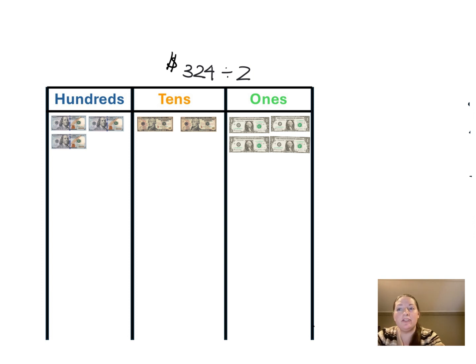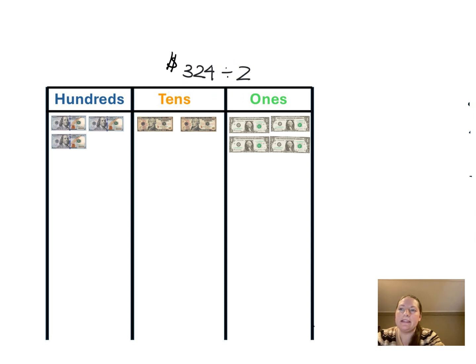So me and my friend Jessica had a bake sale this weekend, and we both worked very hard, and we sold a lot of cakes and cookies and pies, and in the end we made $324 in profit. But now we want to divide the money equally between her and I. So let's look at this equation up on top here. $324 divided by 2.